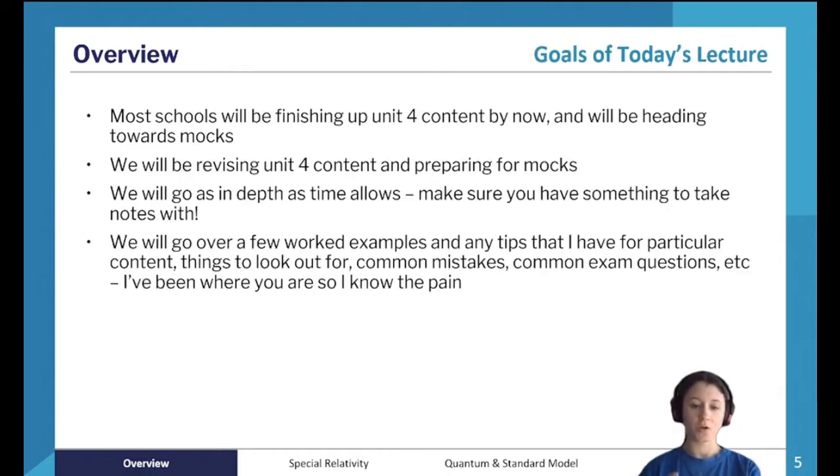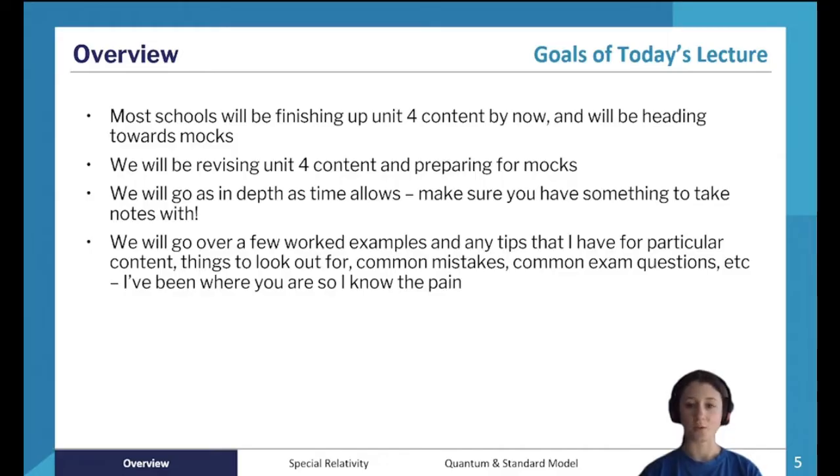Okay, so let's go through the goals of today's lectures. Most schools will be finishing up Unit 4 content by now and will be heading towards mocks, or hopefully you have already done mocks. We'll be revising the Unit 4 content and preparing for mocks and externals. We'll go as in-depth as time allows, so make sure you have something to take notes with. And we'll go over a few worked examples and any tips that I have for particular content, things to look out for, common mistakes, common exam questions, stuff like that.